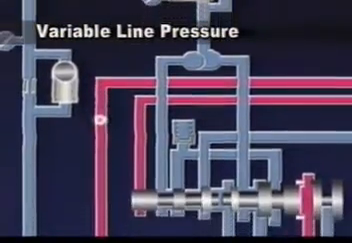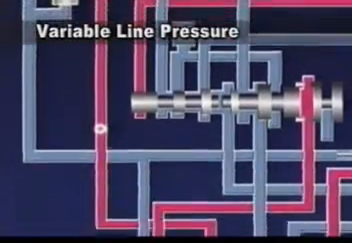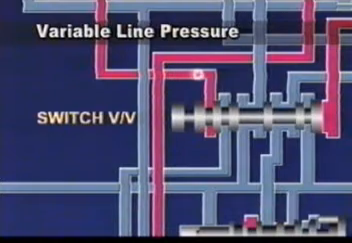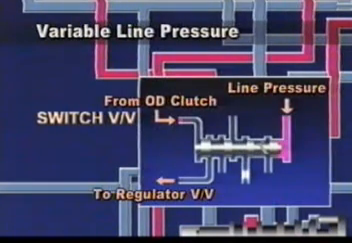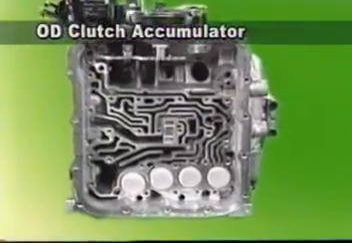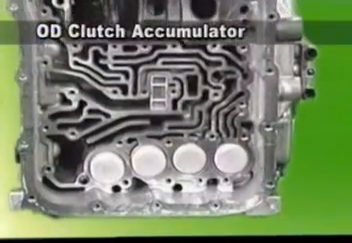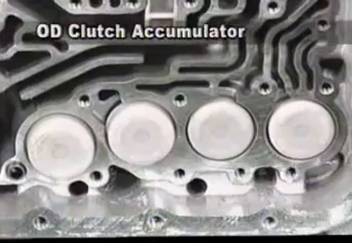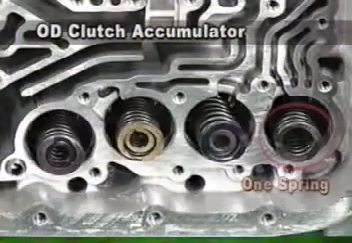As the switch valve moves, the flow path of regulator valve changes too, allowing the variable line pressure. So, the line pressure of third speed gear decreases relatively. This is why there is only one spring in overdrive clutch accumulator.